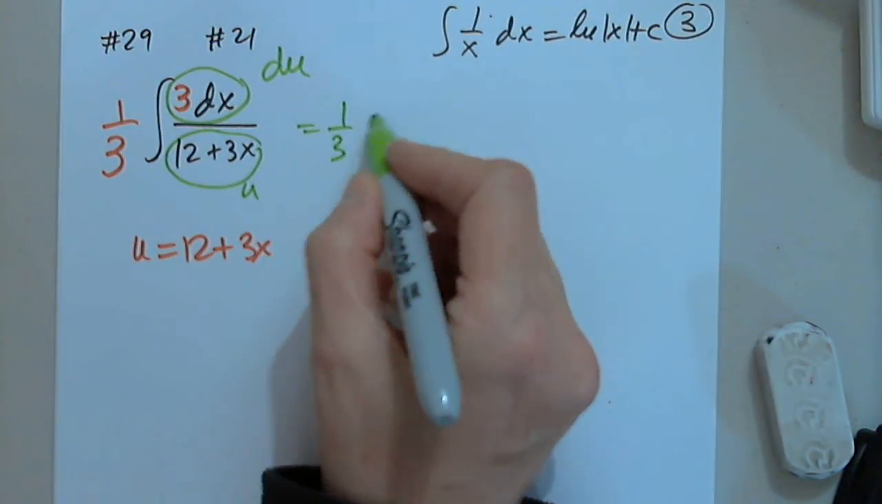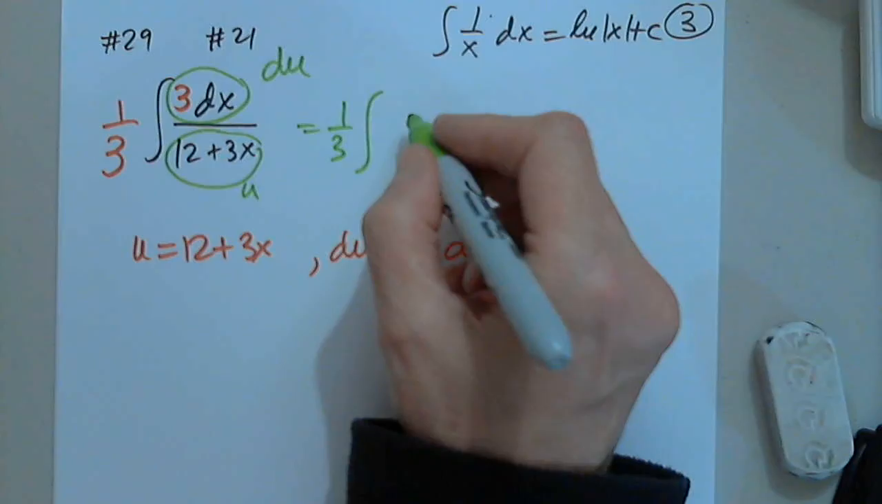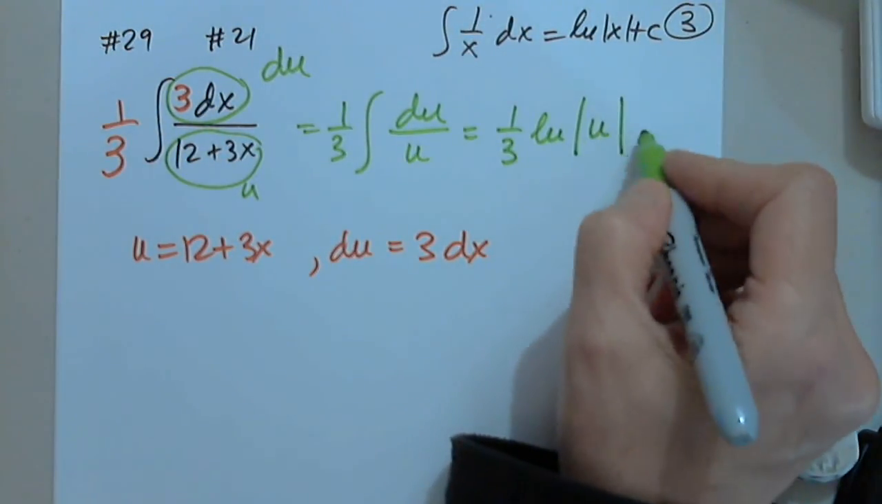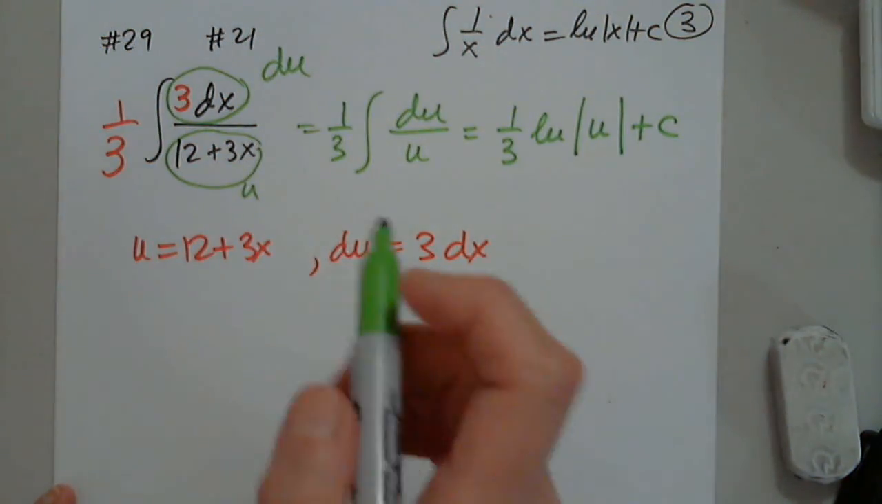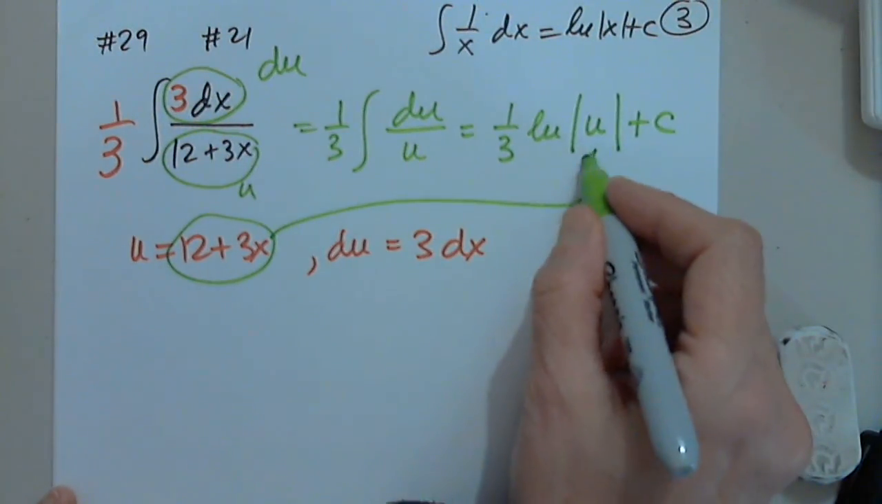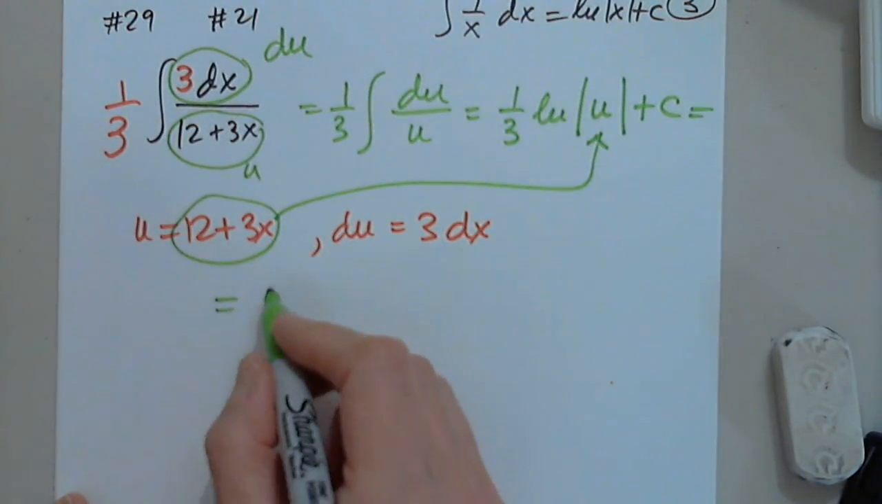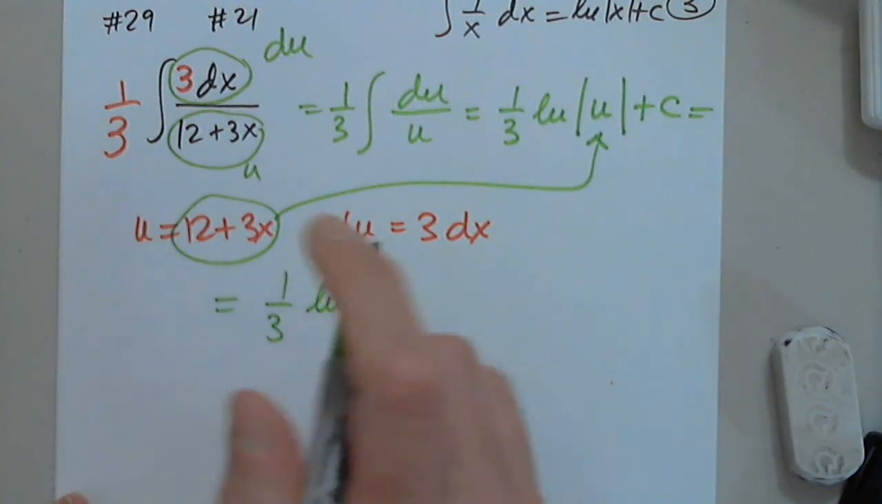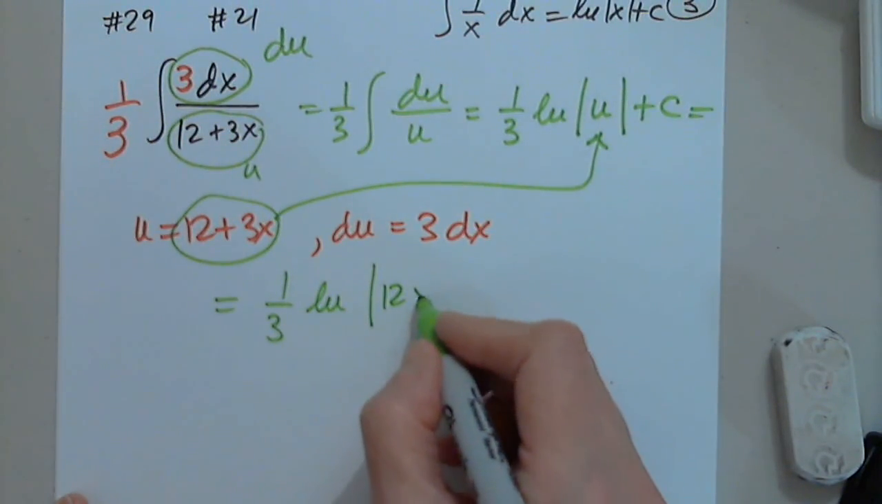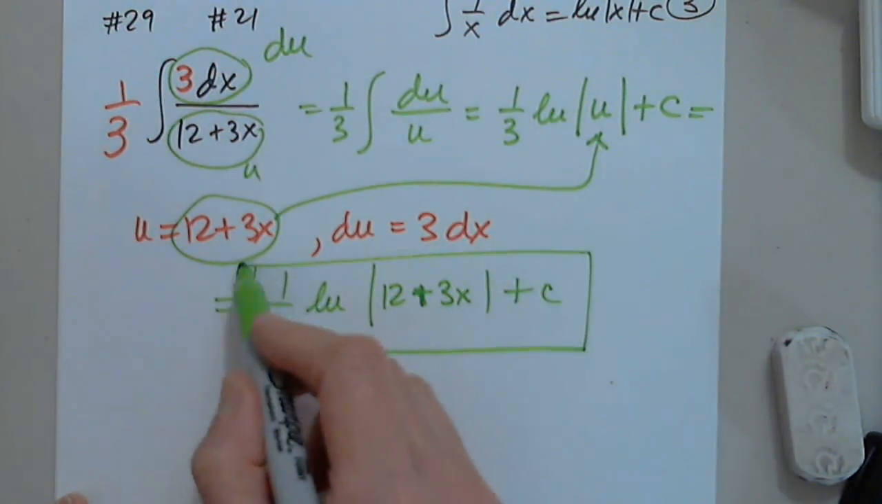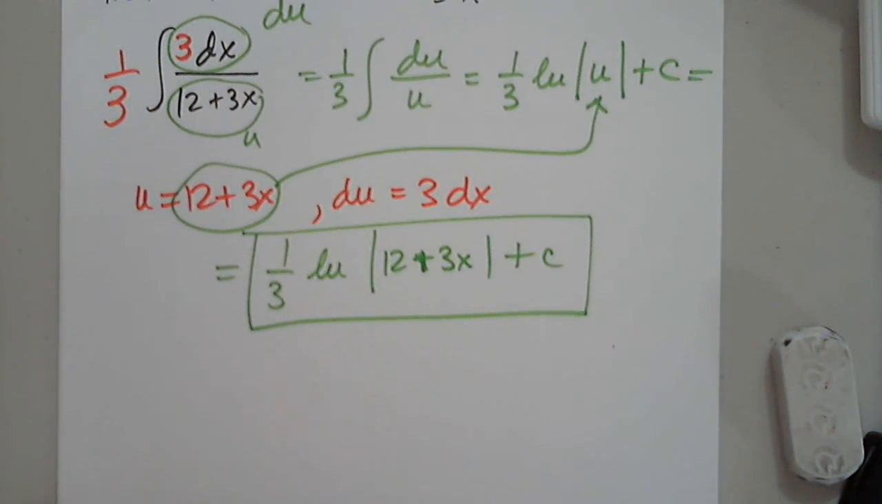So I have 1/3 the integral of du over u, which is 1/3 natural log of the absolute value of u plus a constant c. But I have to plug this back in because this is an indefinite integral. And I get 1/3 natural log of the absolute value of 12 plus 3x plus a constant c. So let's stop for a moment and see if you have questions. Any questions on this?